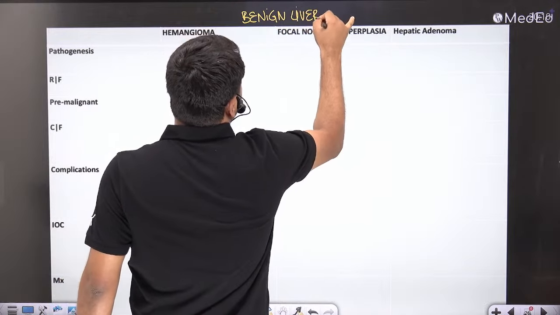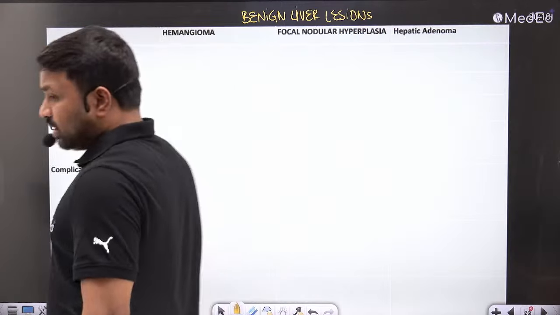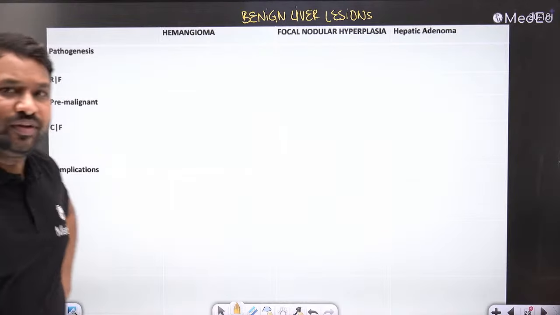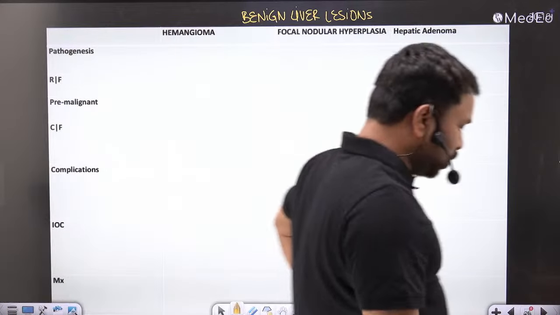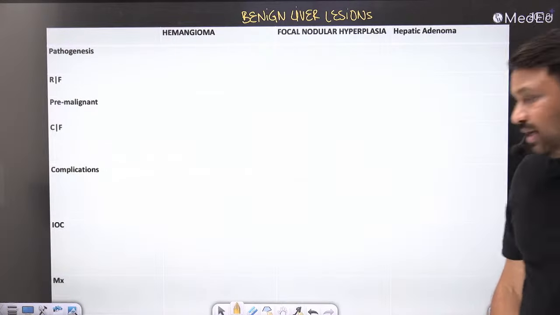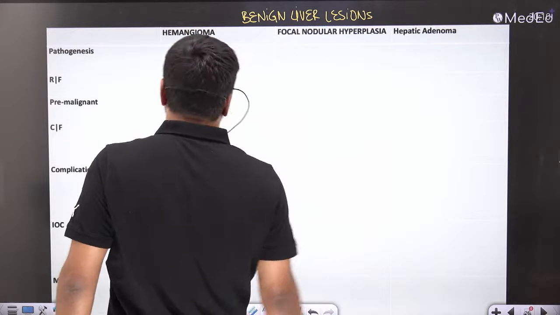These are your benign liver lesions. Now, in the benign liver lesions, we have the three varieties. We have the hemangioma of the liver, the focal nodular hyperplasia, and the hepatic adenomas. Okay? Now, let's try to understand each one of them.